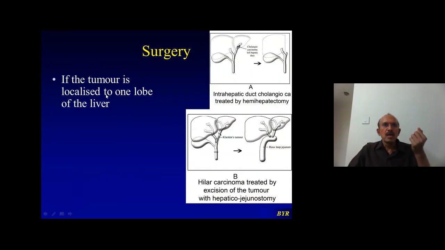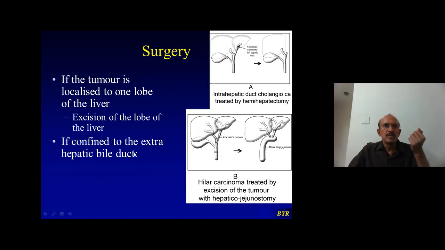If the tumor is localized to one lobe of the liver, like this, you can do hemihepatectomy or excision of that particular lobe. The tumor is confined to the extrahepatic bile ducts. This is for intrahepatic bile ducts. If it is for the extrahepatic bile ducts, resection of the tumor and reconstruction of the biliary tree.